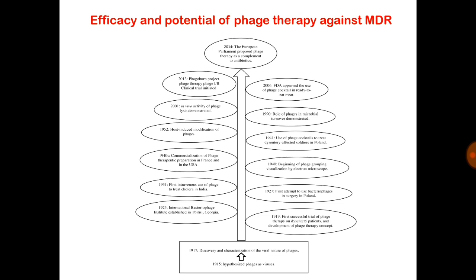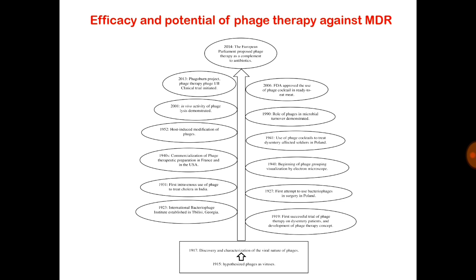In this scheme, we are going to see the development of phage therapy according to years. In the box below, in 1915, they hypothesized phage as a virus. In 1917, the discovery and characterization of the viral nature of phages. In 1919, it was the first successful trial of phage therapy on a dysentery patient, and from this, the concept of phage therapy started.